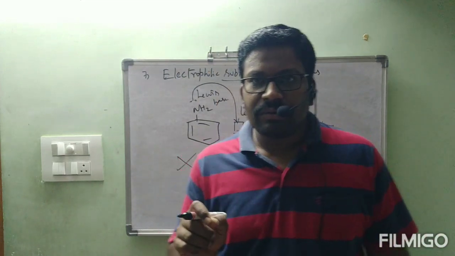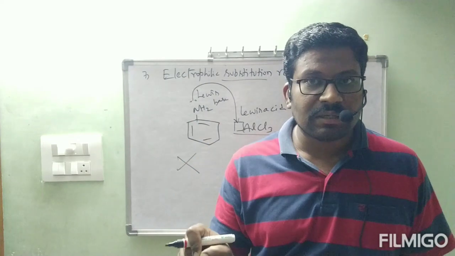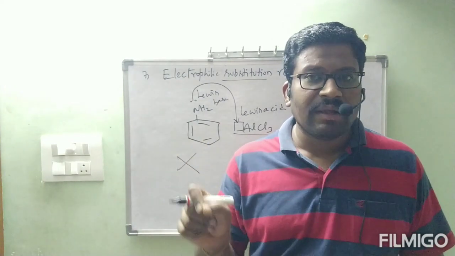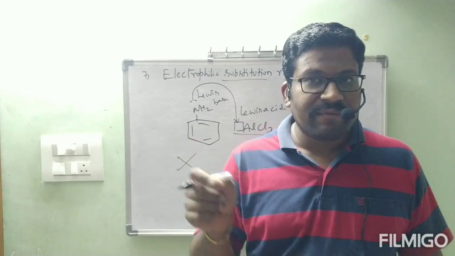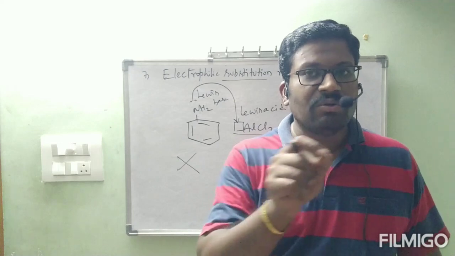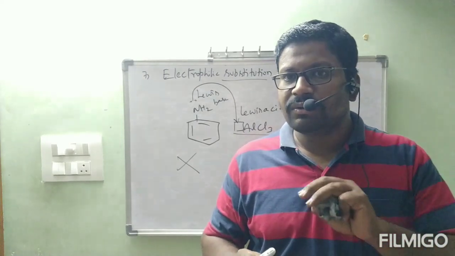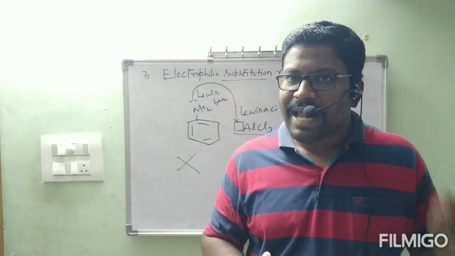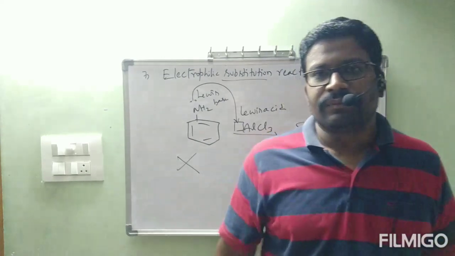Aniline will not undergo Friedel-Crafts alkylation and Friedel-Crafts acylation, because the nitrogen present in aniline will react with AlCl3, which acts like a Lewis acid, to form a salt. That salt, once formed, will not undergo any further reaction. Because of this, aniline cannot undergo acylation and alkylation.